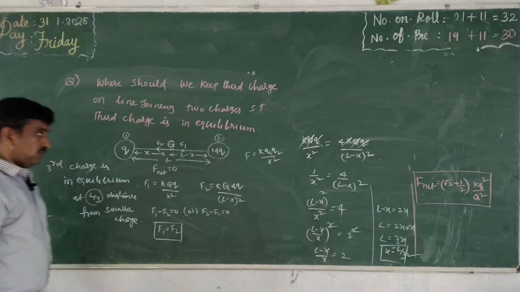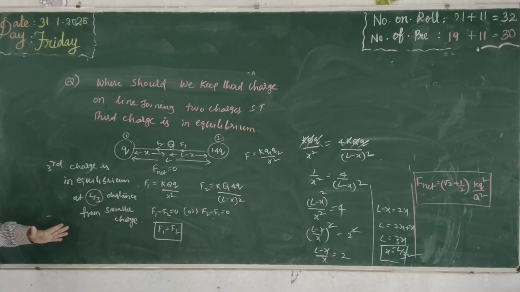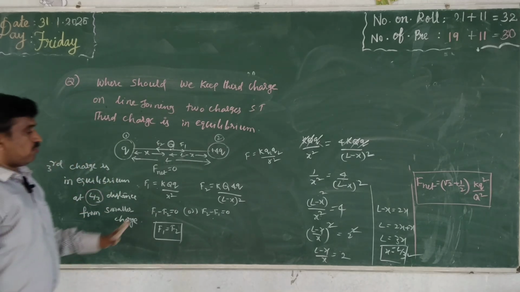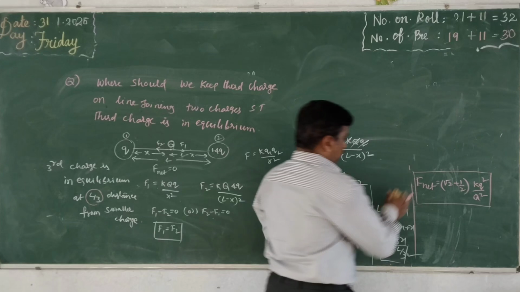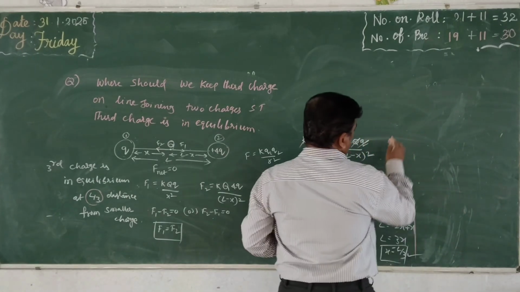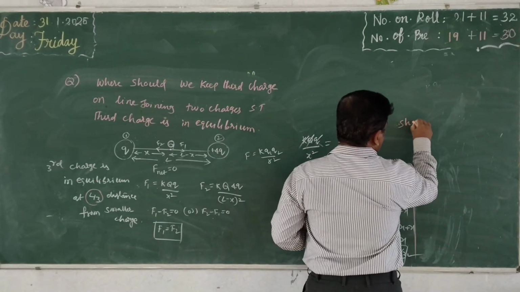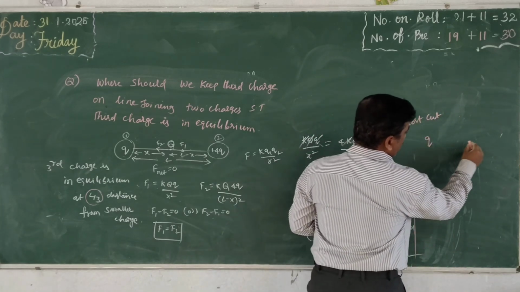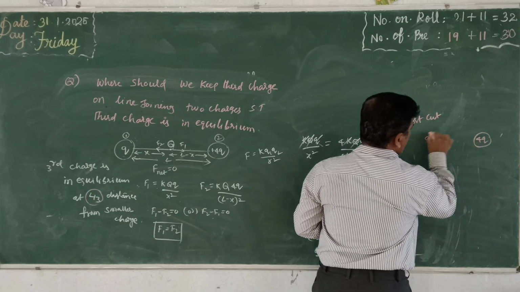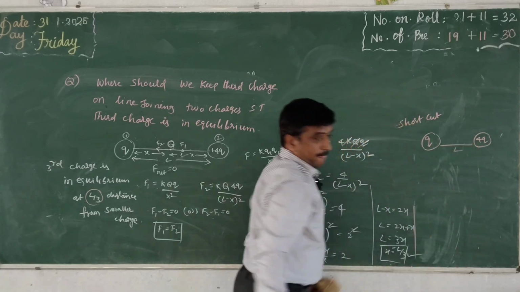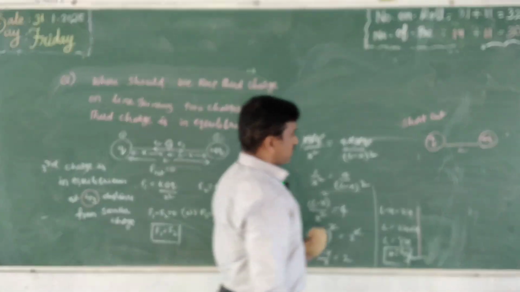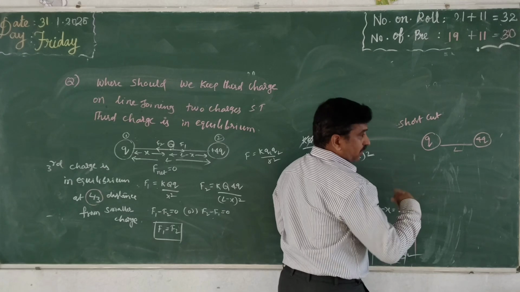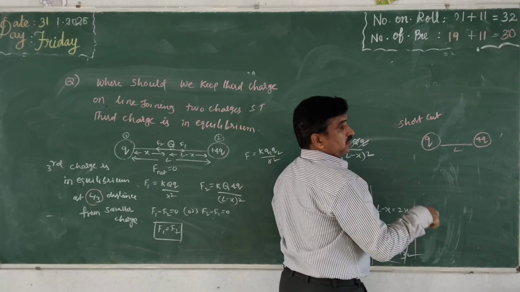At what distance on the line joining two charges is the third charge in equilibrium? At L by 3 distance from the smaller charge. For this we can use a shortcut. Take Q and 4Q; these two are at L distance. What is the shortcut for the distance from the smaller charge where the third charge is in equilibrium?